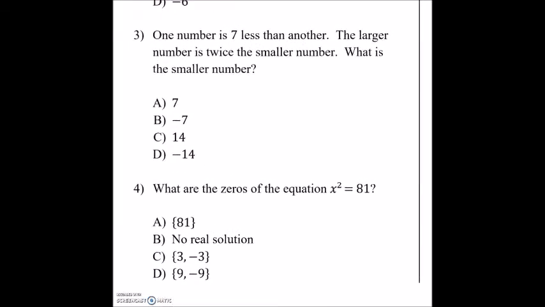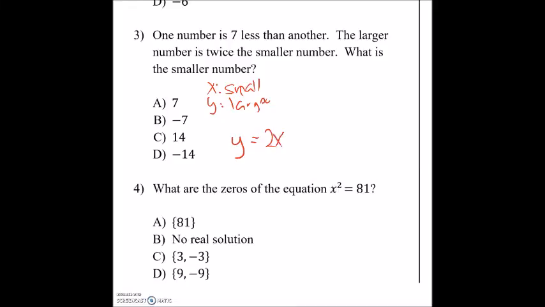And number 3: one number is 7 less than the other. So we need to understand we have X and Y. This one could be the first number, and the other one could be the other number. And then the larger number is twice the smaller. So let's just say this one's the small one and this one's the larger. When it says the larger, meaning Y, is twice the smaller, we'll put 2x.